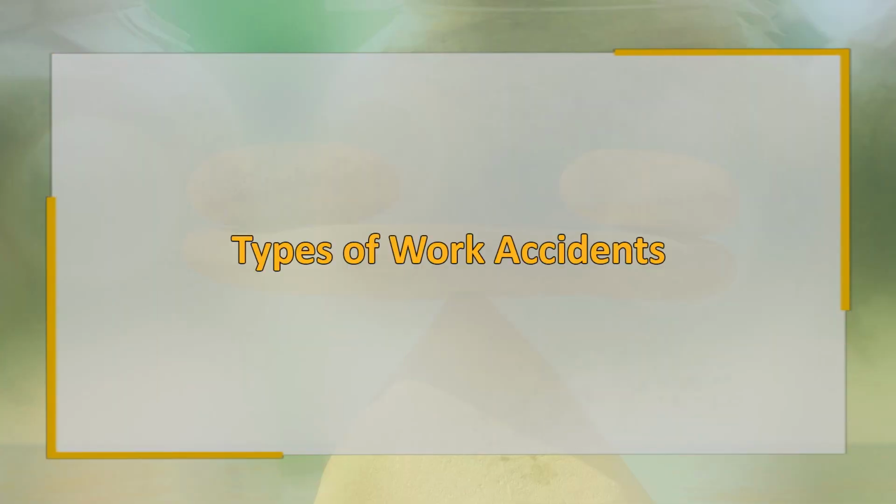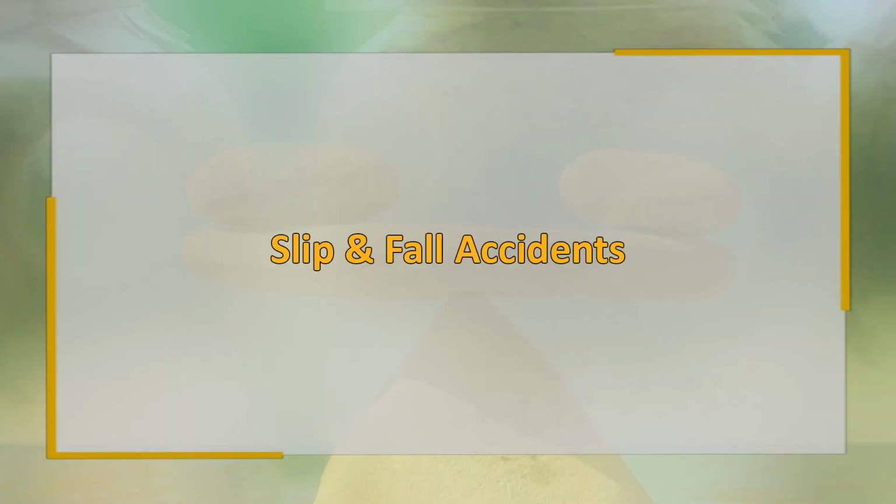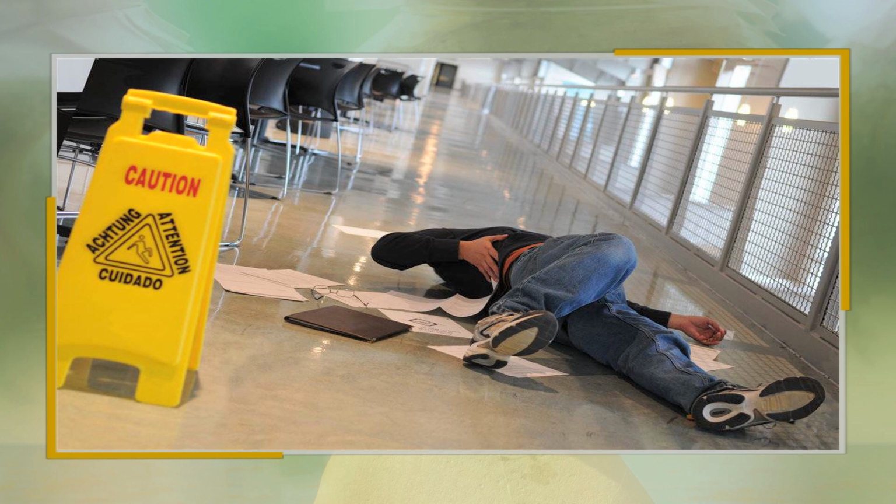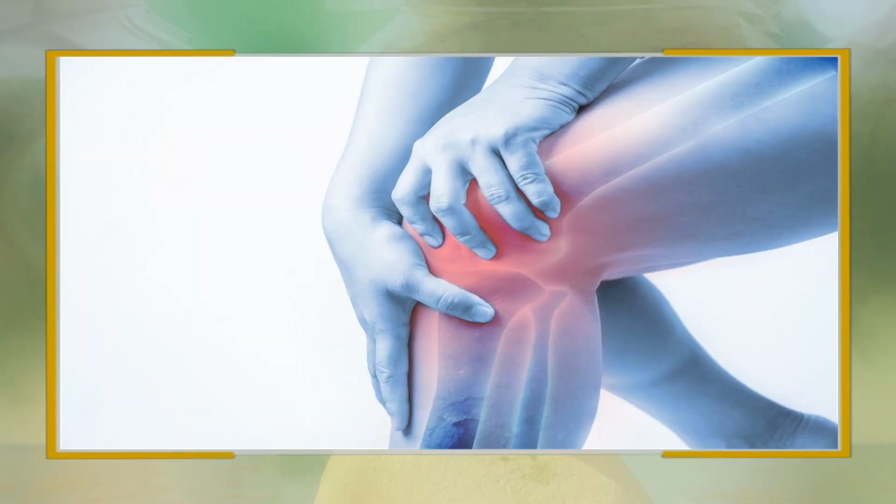Now, types of work accidents. Common workplace accidents that occur are as under: slip and fall accidents. According to the National Floor Safety Institute, slip and fall accidents are the leading cause of workers' compensation claims. Additionally, slip and fall accidents are the leading cause of occupational injury in people aged 55 years or older. These accidents can happen in any work environment, and the injuries sustained can range in severity.